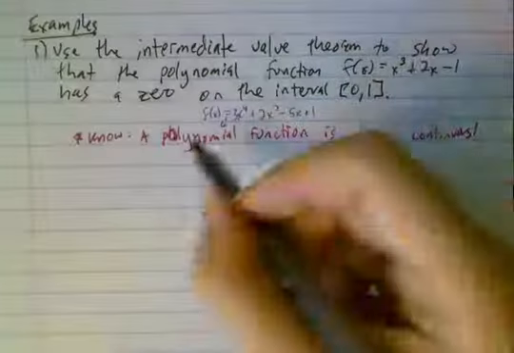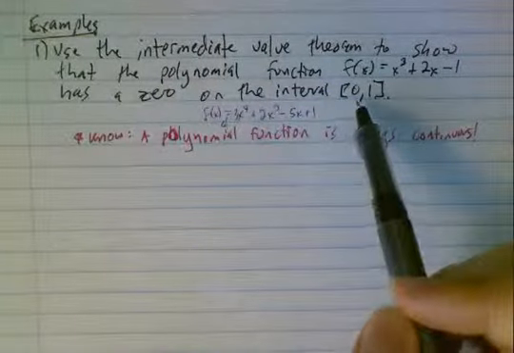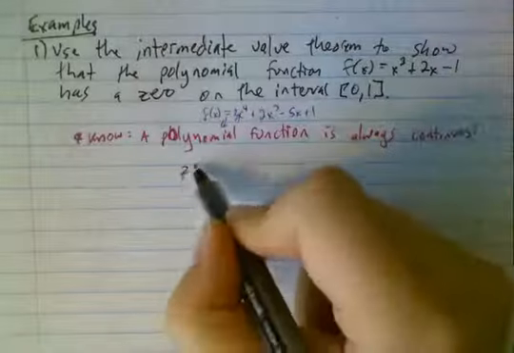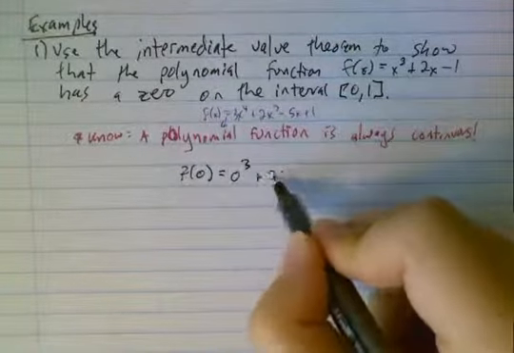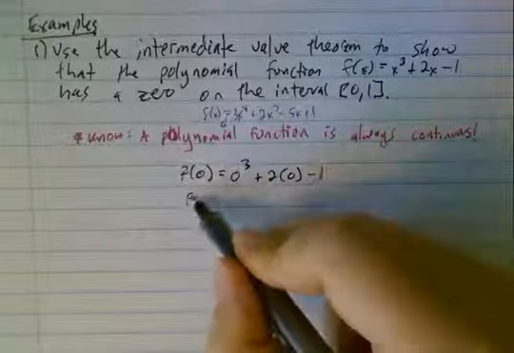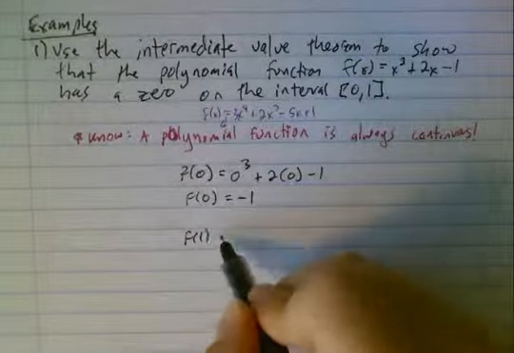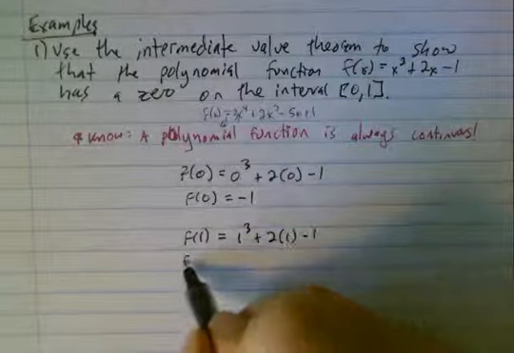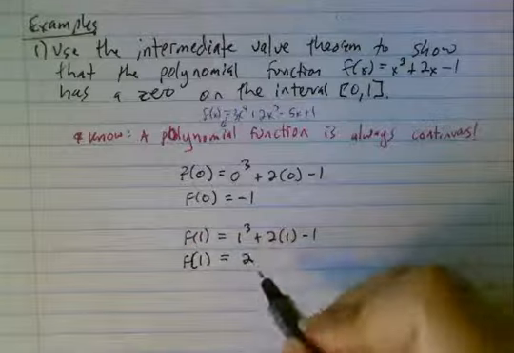So we're using the intermediate value theorem to show that there's a zero. So basically we just want to show that one end of the interval is positive, one end of the interval is negative. f of 0 equals 0 cubed plus 2 times 0 minus 1. f of 0 equals negative 1. f of 1 equals 1 cubed plus 2 times 1 minus 1. f of 1 equals 2.